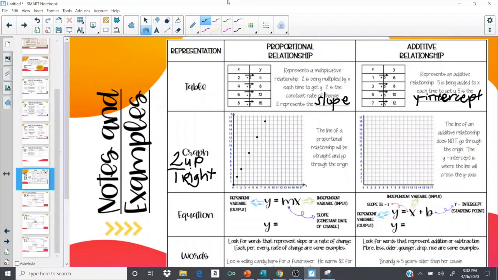Okay? So from there, we can use our straight edge or our ruler to create our line, which does go through the origin.